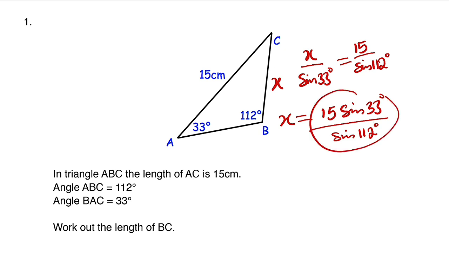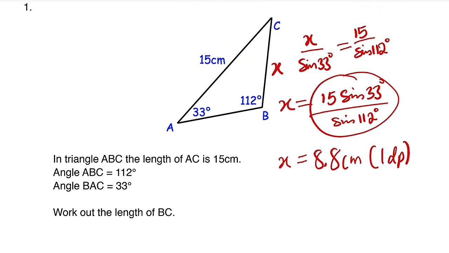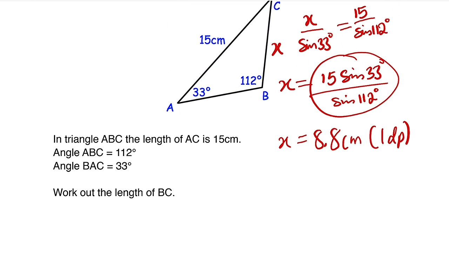I'm going to plug everything into my calculator and find the value of X. According to my calculator, X is equal to 8.8. Is it in centimeters? Yeah, centimeters. That is in one decimal place. I think the accuracy is not given here. All right, since it is not given, I just decided to leave it in one decimal place.